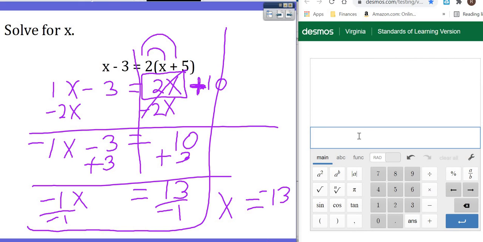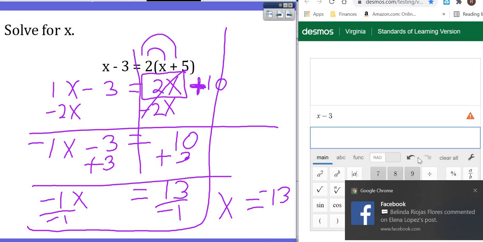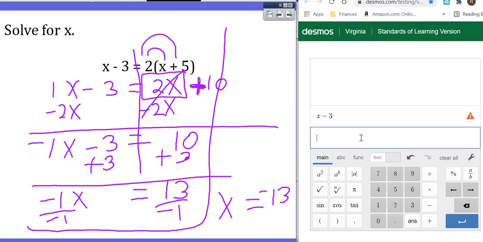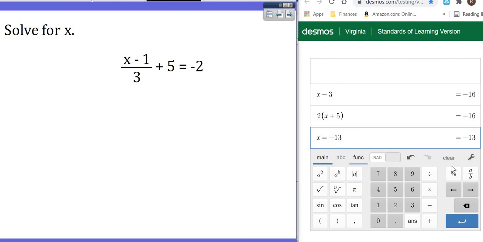Now, the important thing to remember about equations is that you always want to verify your answer in your calculator. So I'm putting in the first side of the equation, which was x minus 3. Then I put in the second side of the equation, which is 2 parentheses x plus 5. Then I'm going to type in what we found as our solution, x equals negative 13. Negative 16 equals negative 16. That means that one is correct. So let's go ahead to the next one.